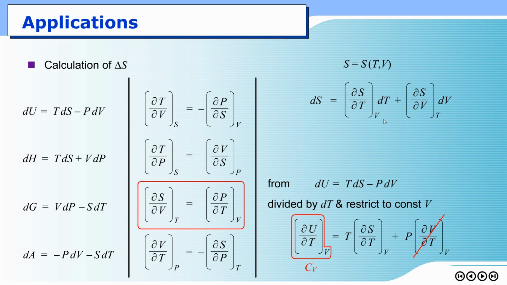On the other hand, this term was already written by the Maxwell equation. So you can pick the Maxwell equation here and replace it here. When you combine, you get Cv over T dT and the differentiation of P with respect to T at constant volume dV. Okay, this one was given to you in lecture 4.